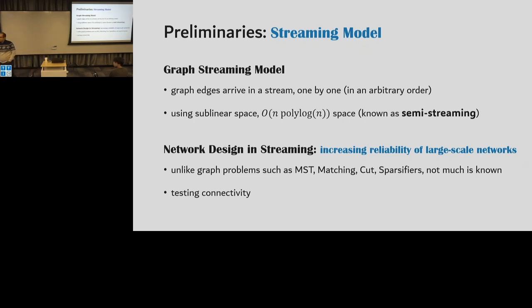Yeah, sorry, either there's a typo or I don't understand something. You said using sublinear space, and then you say O(n polylog n) space. Yeah, sublinear in the number of edges. The number of edges can be like n squared, and we want to use sublinear space. But you're always allowed n polylog n. Yeah, it's known that if you don't allow n, you cannot do anything interesting for most problems. That's basically what you have to do.